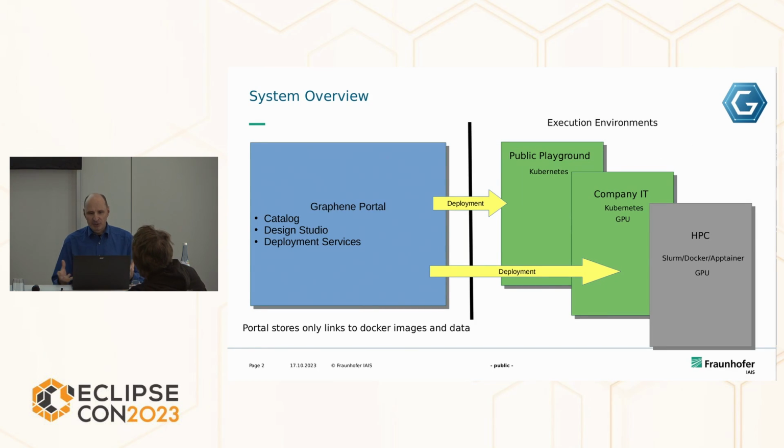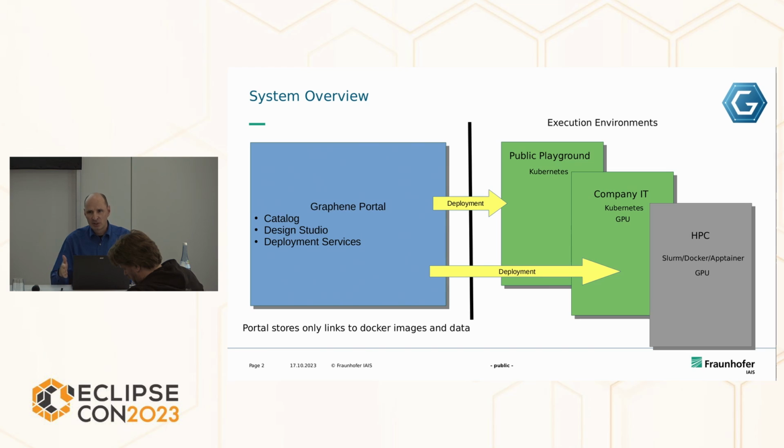So Graphene is a system about creating AI pipelines and deploying them. And the system has two distinct parts. The first one is the portal, which has the catalog, the design studio, and the deployment services. So it's basically a Kubernetes architecture, but it does not store big data sets or the Docker containers itself. It's really the visual part for creating pipelines and the catalog. And then we have a strict system boundary towards the execution environments.